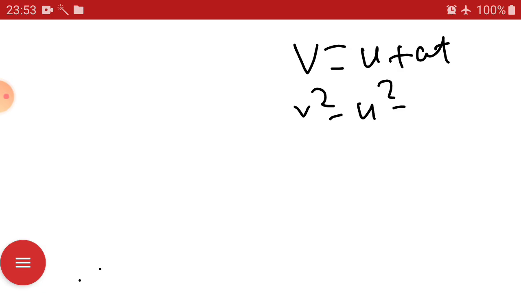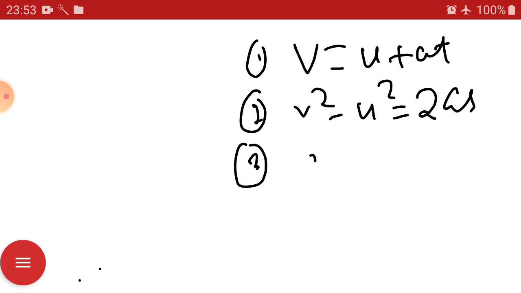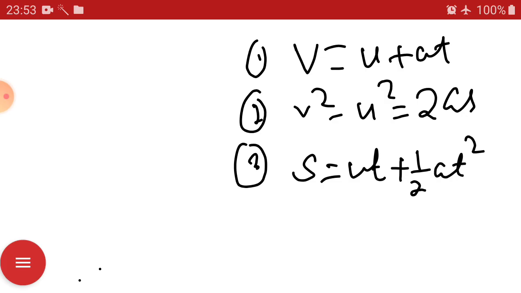And v is equal to u plus at, v square minus u square is equal to 2as, and s is equal to ut plus half at square. So these are three equations of motion.